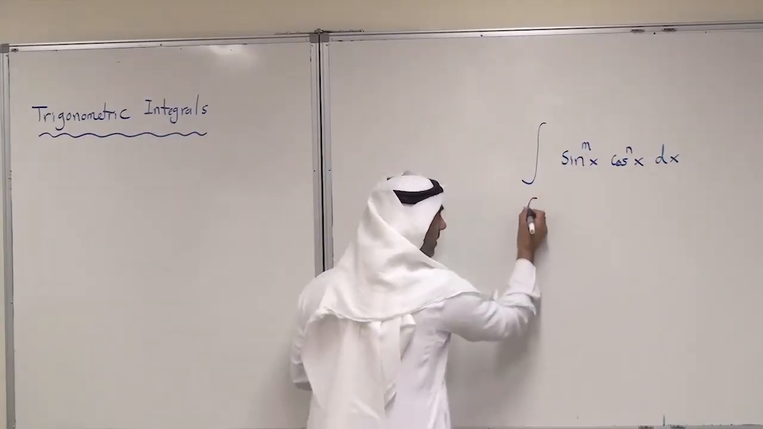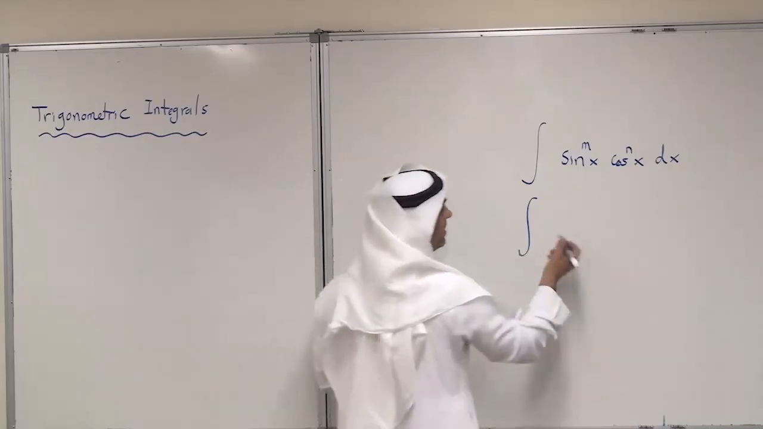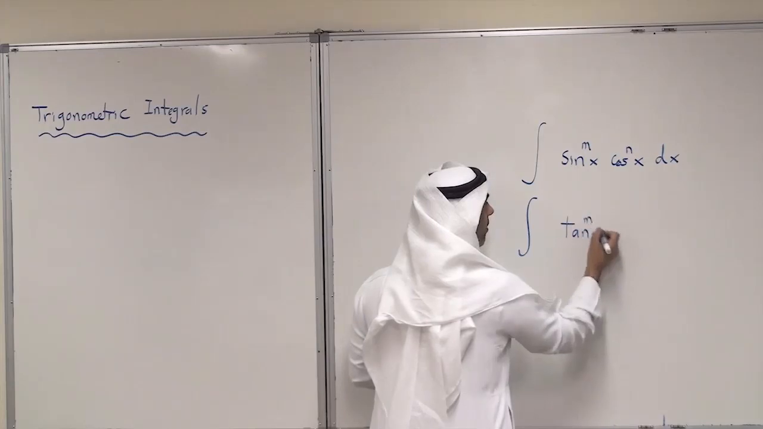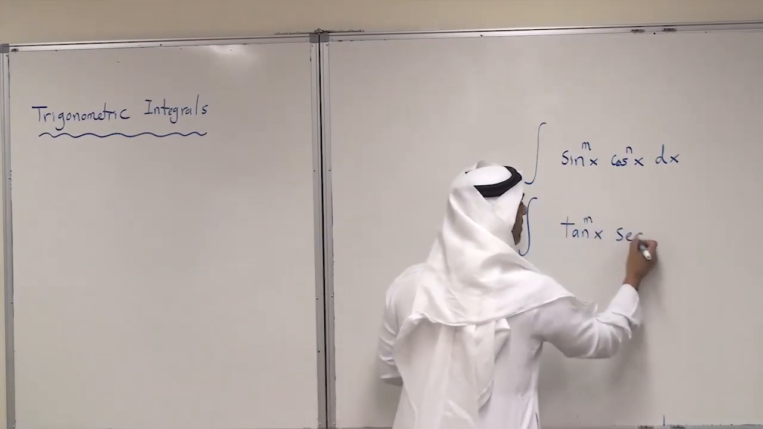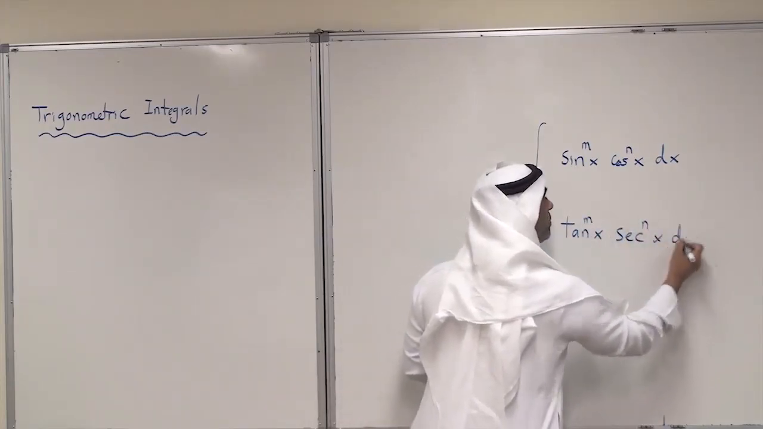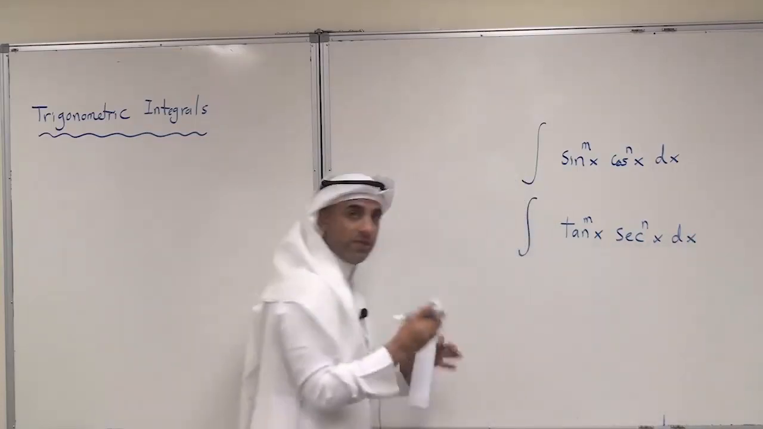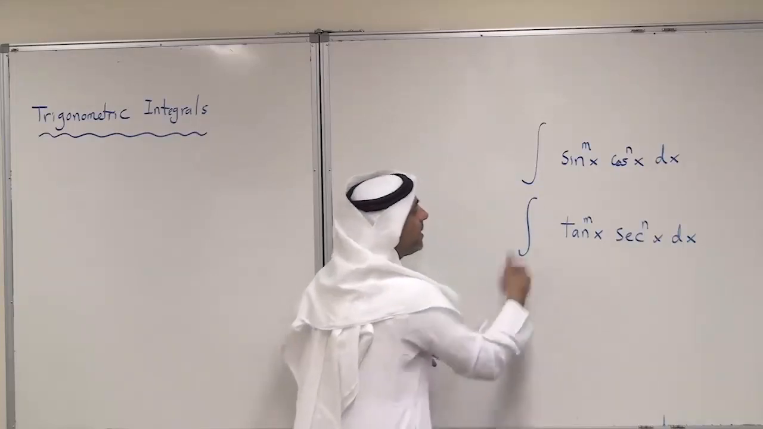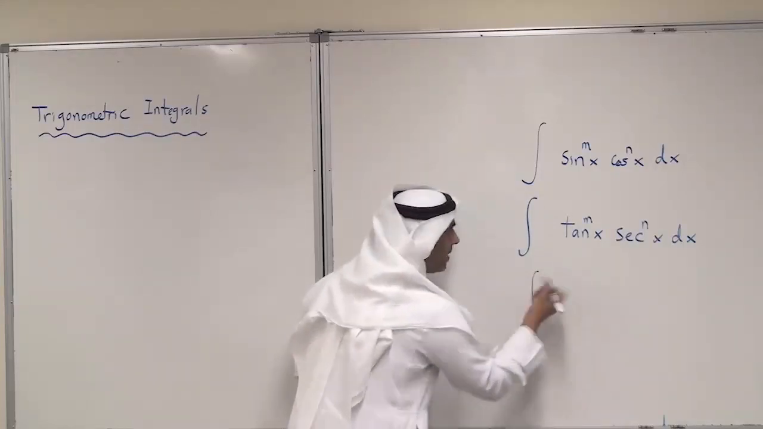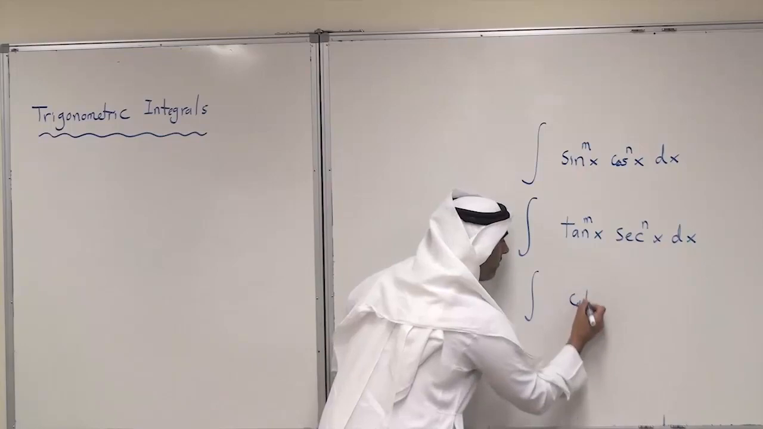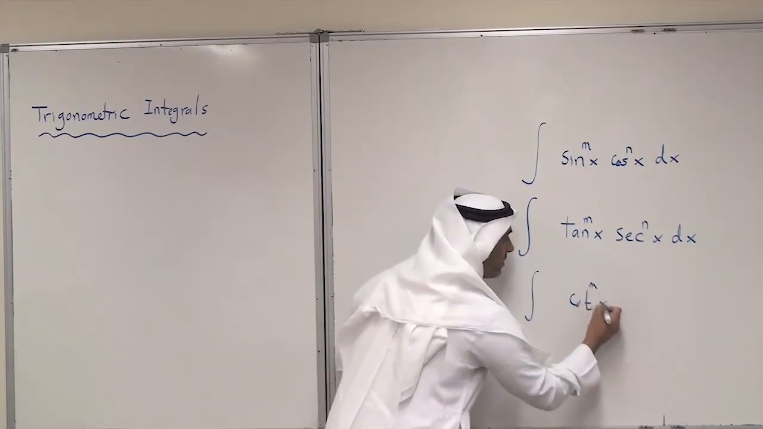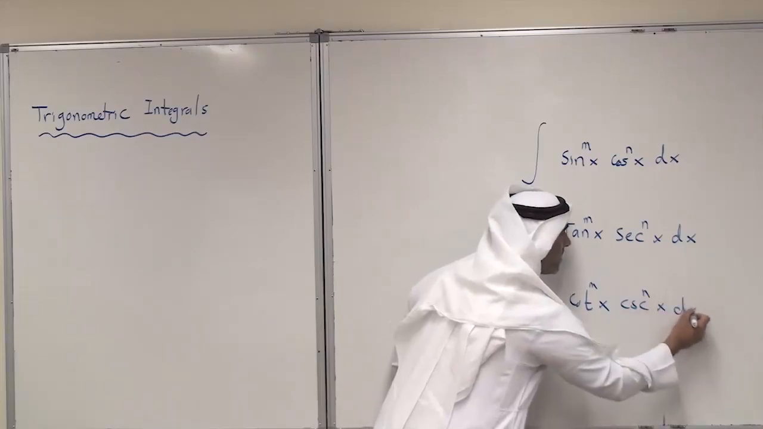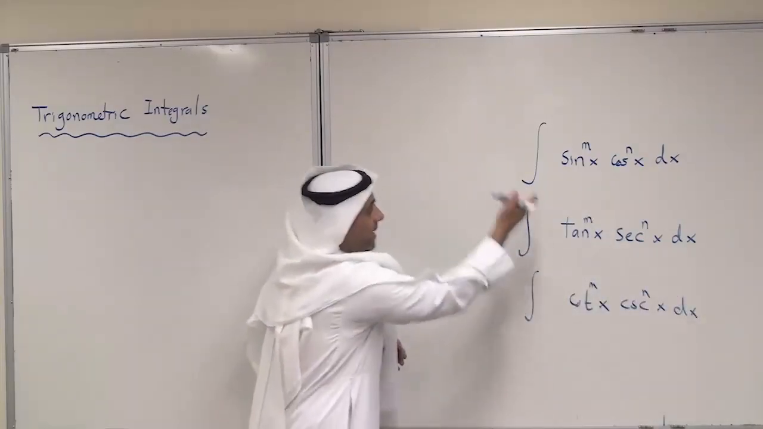Another class of functions we will see is the tangent function to the power, let us say, m of x, secant to the power n of x dx. How to integrate such types of integrals with different cases for m and n. Similarly, we have the combination of cotangent to the power m of x multiplied by cosecant to the power n of x dx. The question is how to integrate these classes of functions.